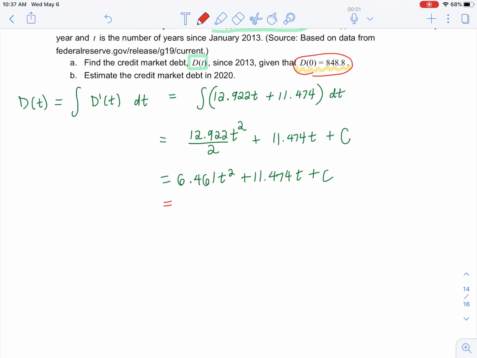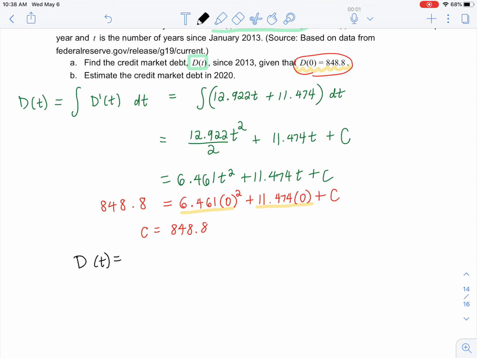The initial condition is that when t is equal to 0, we have 6.461 times 0 squared plus 11.474 times 0 plus c. The credit market debt was how much? $848.8 billion of dollars. So solving for c, notice these will just go straight to 0, so it's easy for us. C is simply 848.8.